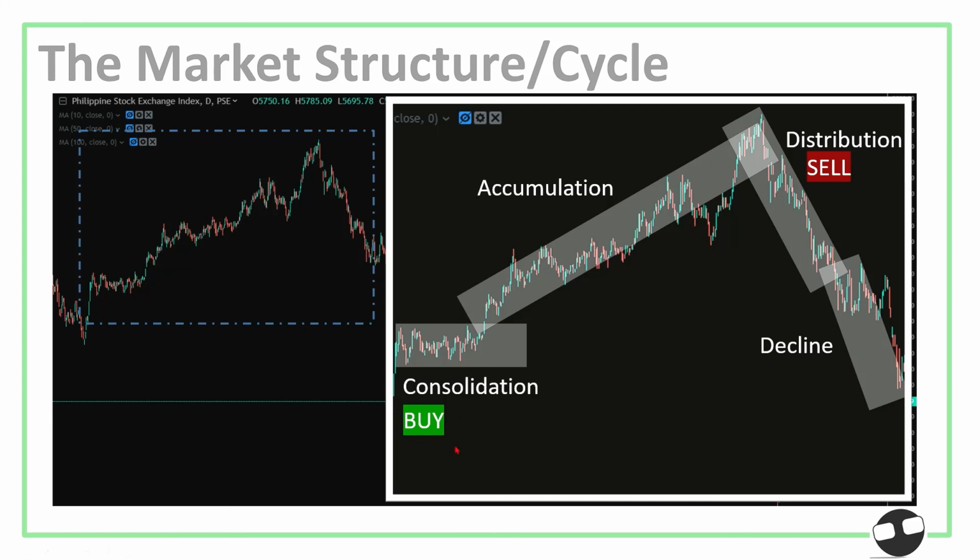So you have to enter a buy position when there's an immediate signal that the consolidation phase is over and the price is moving uptrend, and you should enter a sell position when it reaches the peak and starts to enter the distribution phase, wherein the price would start to go downtrend.